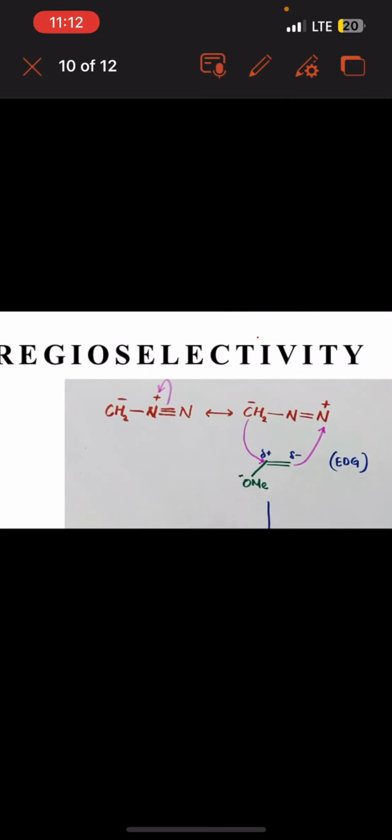In case 1, this is a 1,3 dipole and this is a 1,3 dipolarophile. In the 1,3 dipole, the pi electrons are donated to the nitrogen atom and the positive charges get neutralized, and this anti-nitrogen atom gets a positive charge. That is in here. Here in the dipolarophile, there is an electron donating group at the end of the dipolarophile. That is, we can draw it here.